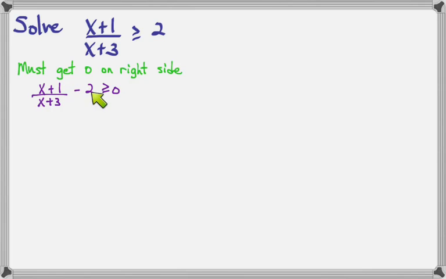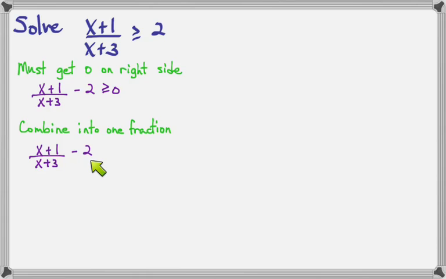but now the problem is that this is not all one fraction. We'll have to get a common denominator for this whole number and this fraction, and we'll have to combine this all into one fraction. So if I need this expression and the 2 to both have the same denominator, they could both have x plus 3 as a denominator.